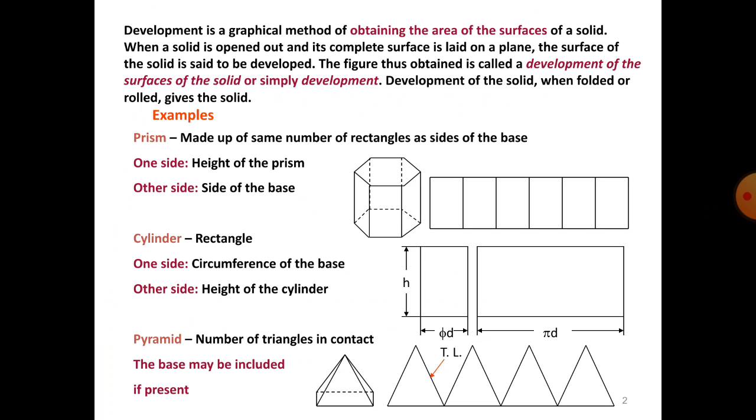For example, a prism. The prism is made up of the same number of rectangles. A square prism consists of 4 rectangles. A pentagonal prism consists of 5 rectangles. Second, the cylinder. The cylinder has the parameters height and diameter. And third, pyramids. So in this chapter, we study prism, cylinder, and pyramids.